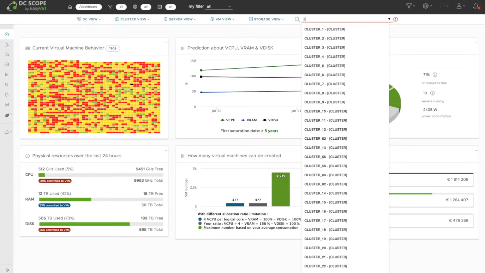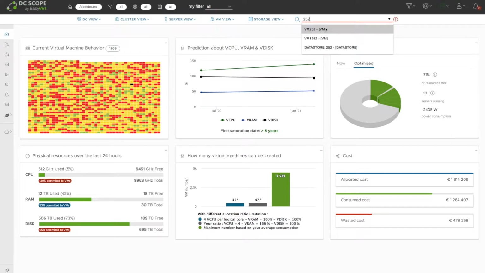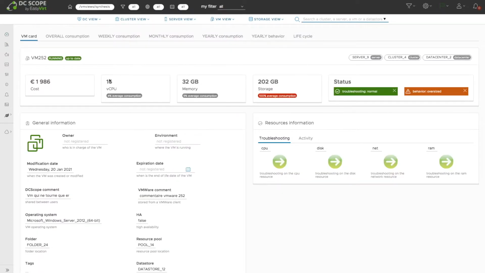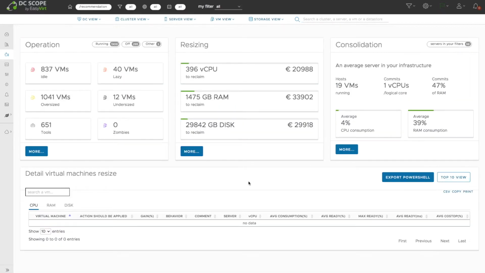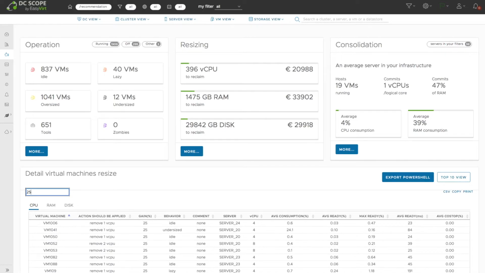We are going to start by looking up the VM in the search bar. We can see that this is a big VM. It has 16 vCPU. While the troubleshooting is not signaling any issue, its behavior somehow indicates that it is oversized. Therefore, we have two details that make us think that the problem with this VM is linked to its CPU ready. We are going to check the specific recommendations for this VM.